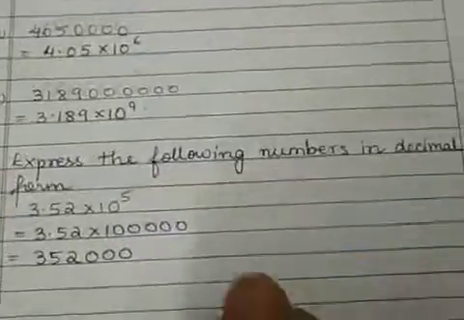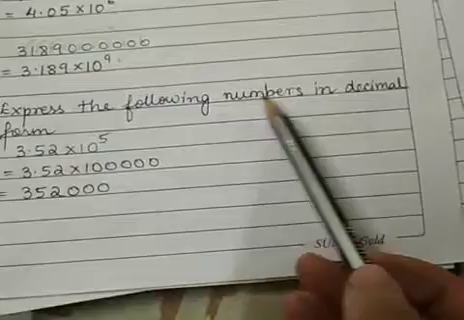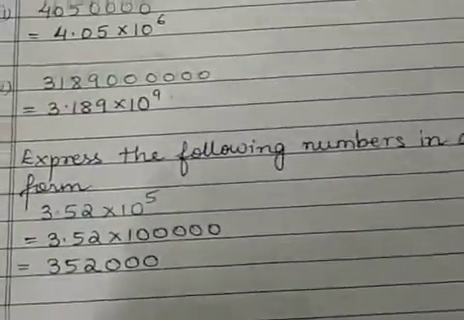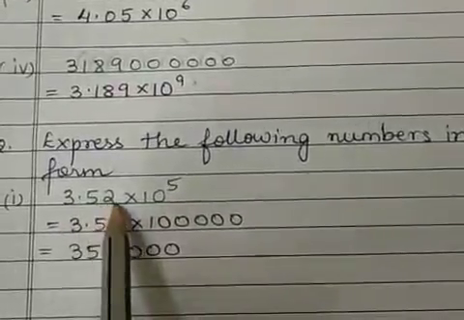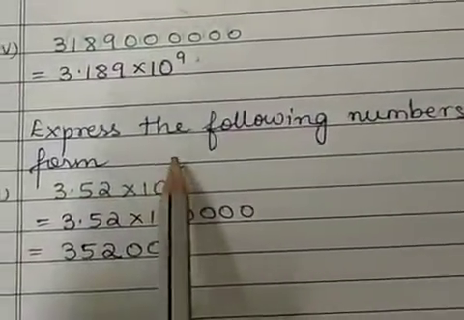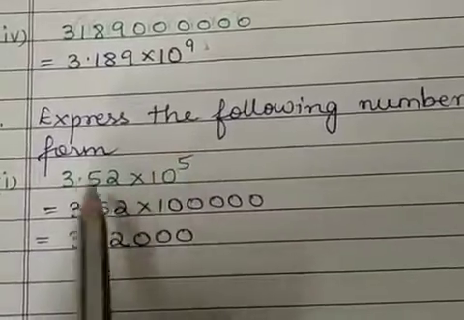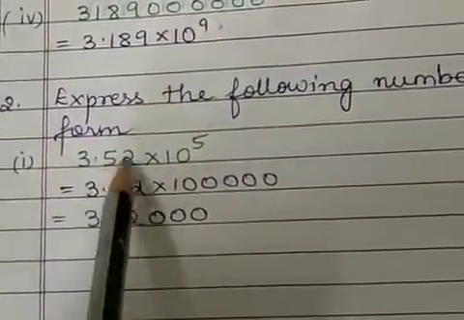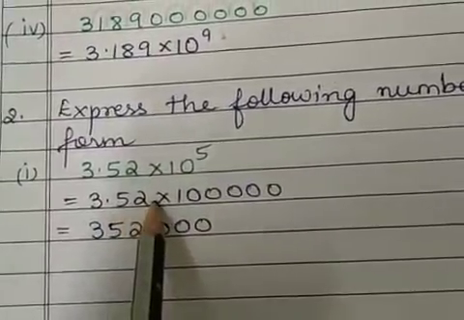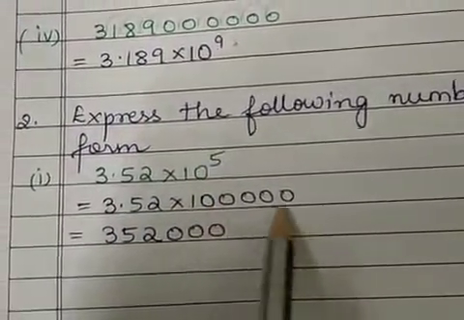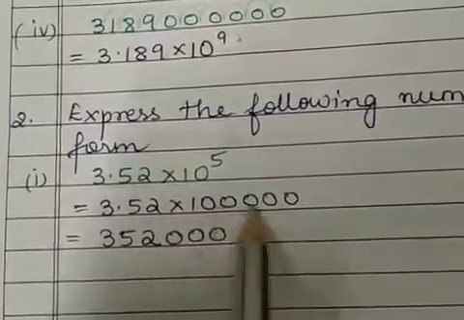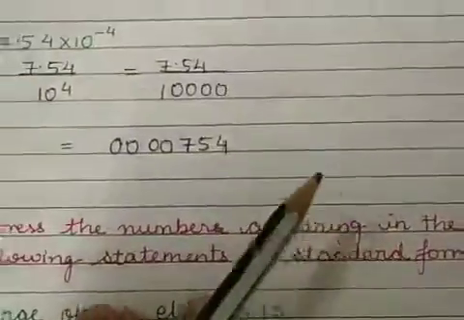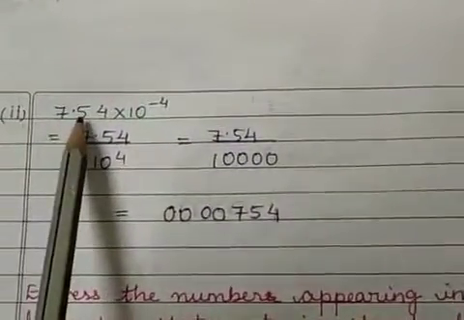So this is how you express the numbers in the standard form. Now if you have to find the reverse, you have to express the numbers in the decimal form. Then what do you have to do? Now the standard form is 3.52 multiplied by 10 raised to 5. If you want it in the decimal form, you have to multiply this number. So 3.52 multiplied by 10 raised to 5 is equal to, when you multiply, you get 352000.